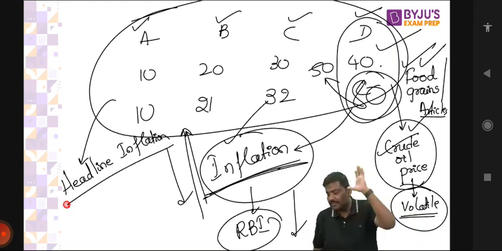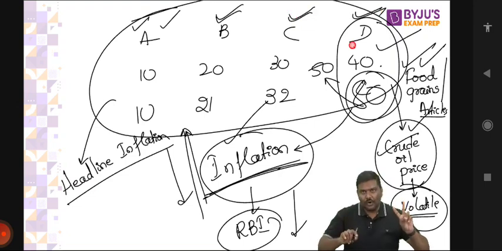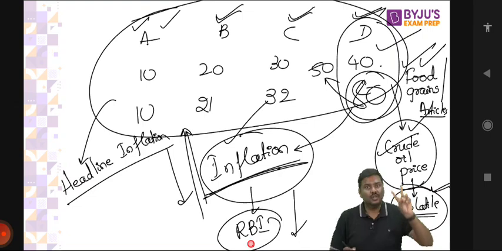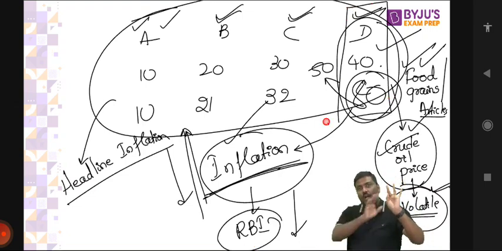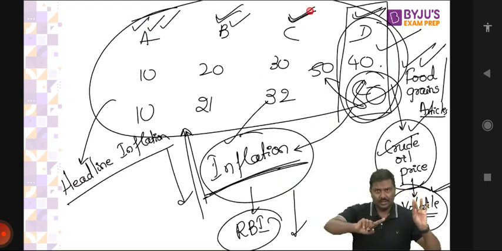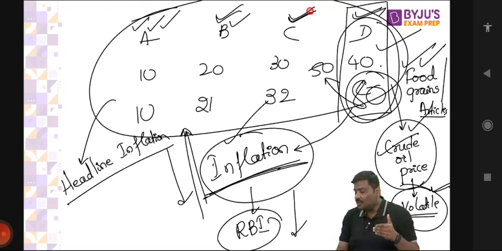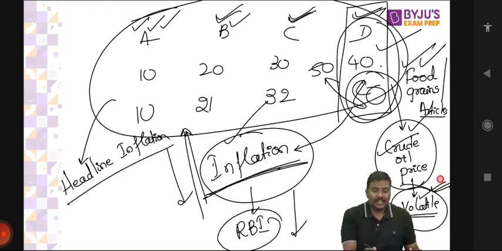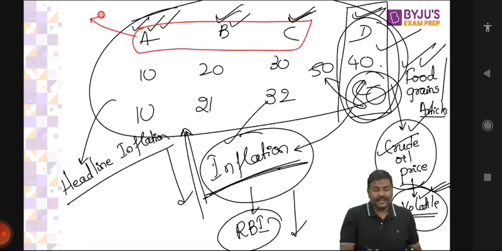Point number 2. In this example, 4 commodities are there in the basket, but one of the commodity prices is volatile. So in the second situation, you will not include commodity D. Simple. You will include A, B, and C, and then calculate inflation. So what are you doing? I'll put it in a statement now. You are excluding certain commodities whose prices are volatile in nature, and you use the remaining commodities to calculate inflation. That is called core inflation. I'll use a different color so that you understand. When you include only A, B, and C and calculate inflation, this is called core inflation.